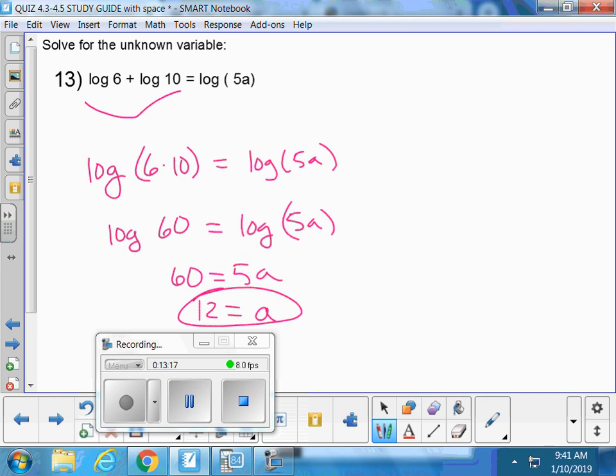You can definitely check your work. Go back to the top, type in log 6, close the parentheses, plus log 10, close the parentheses. That's 1.778. And then take log 60 and just make sure it's 1.778. And it is, so check.